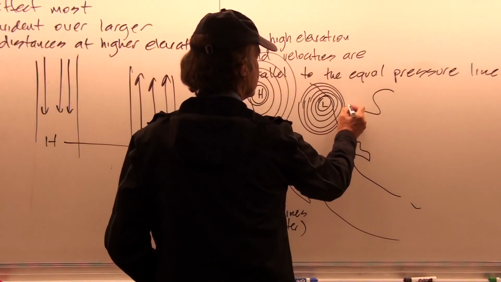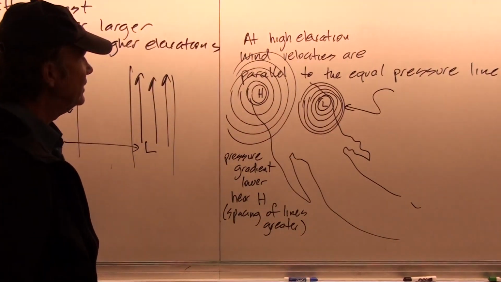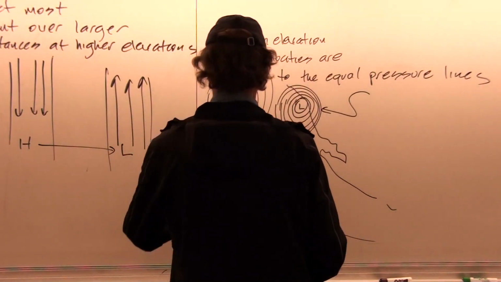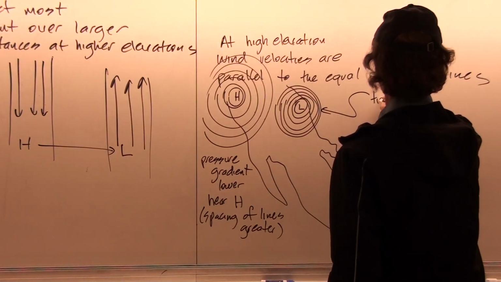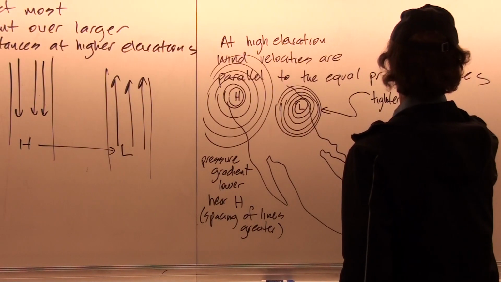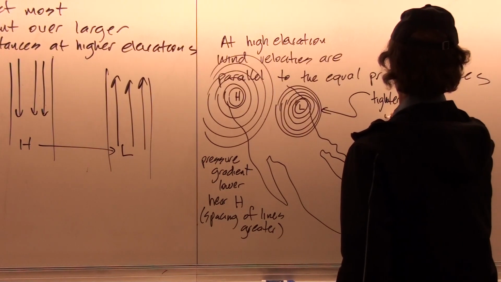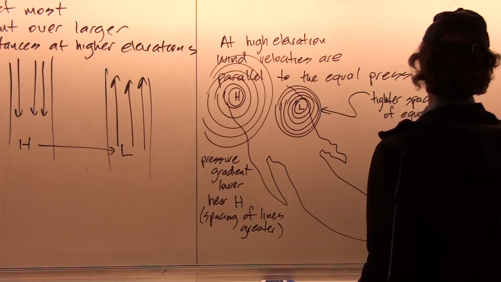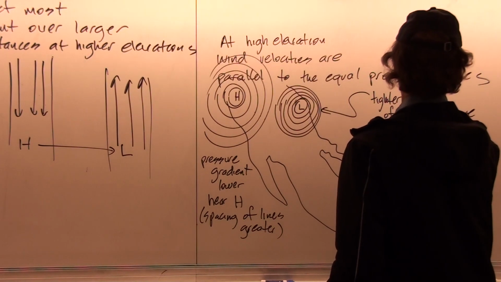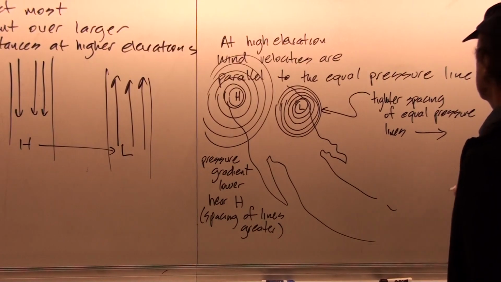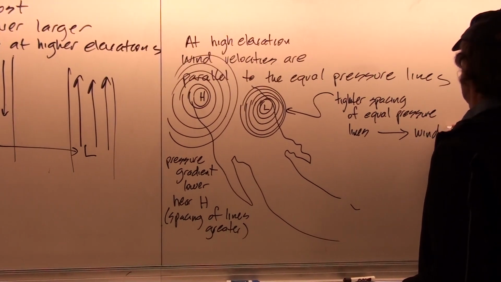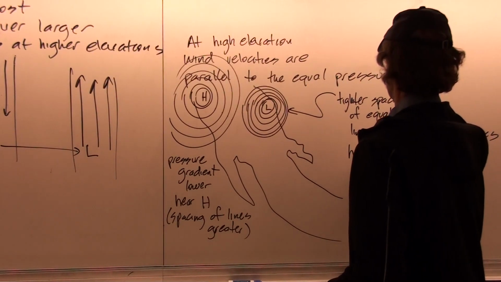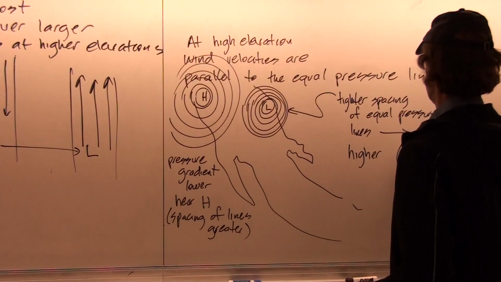Near the high, because the spacing of the lines is greater. Whereas here, in this particular example, we have a spacing of the equal pressure lines around the low pressure region that are tighter. So this tells us that the wind velocities are higher. And we have a large pressure gradient.